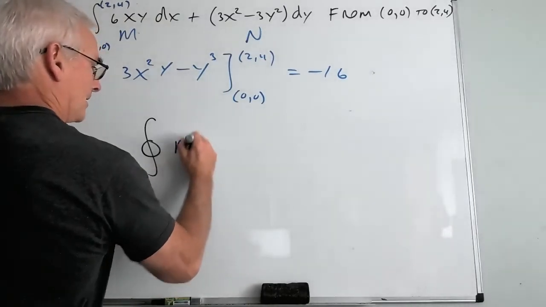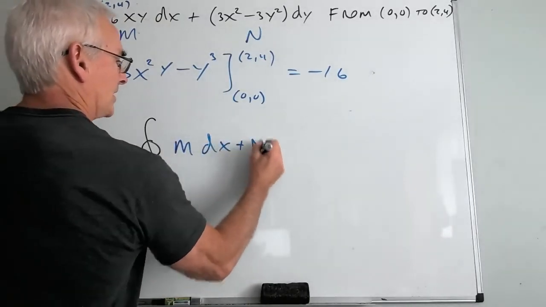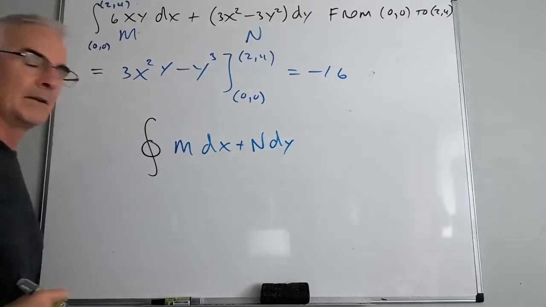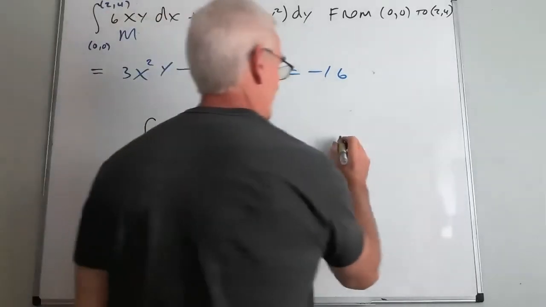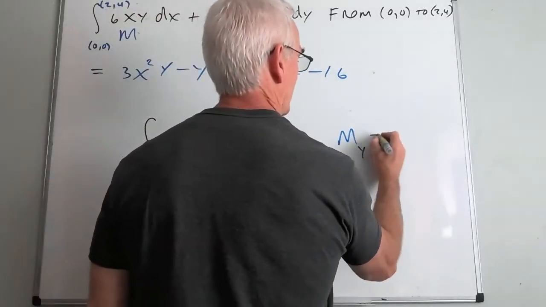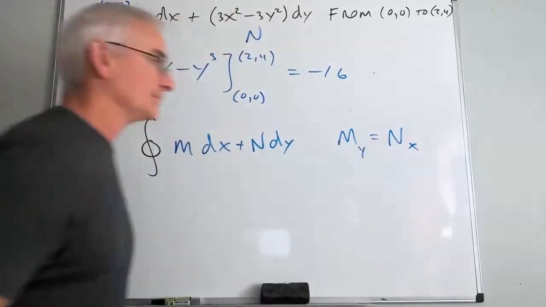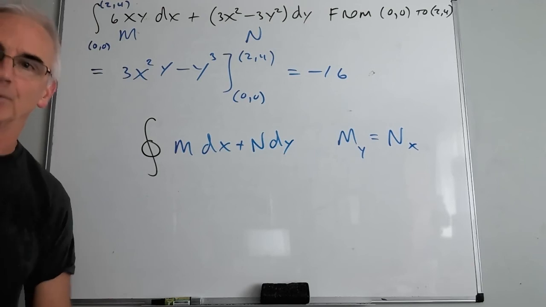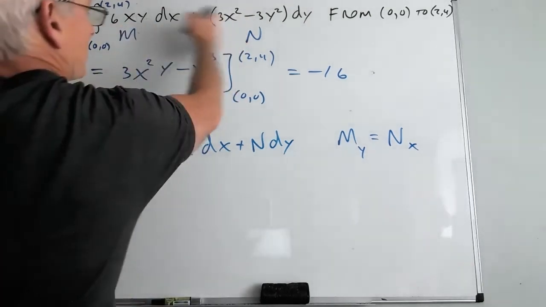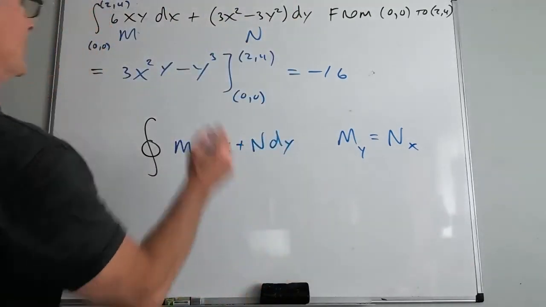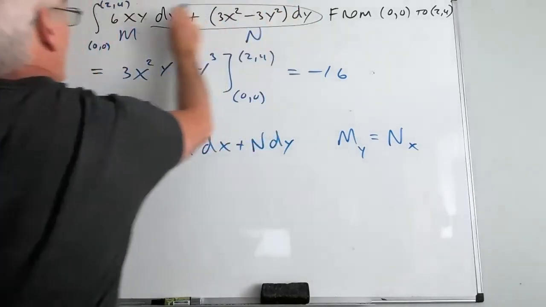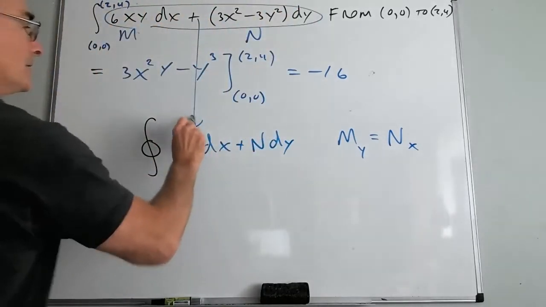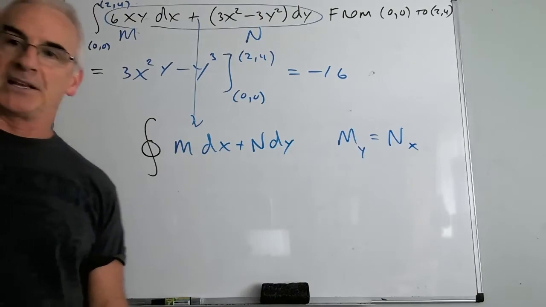I've got M dx plus N dy, and I'm going to tell you that My equals Nx. I'm not going to tell you what M and N are. I'm just going to tell you they're equal. Oh, heck, it could be this problem right here. In fact, let's make it easier. Let's say it actually is this problem right here. I'm going to put that in here. Can anybody tell me what the answer is?